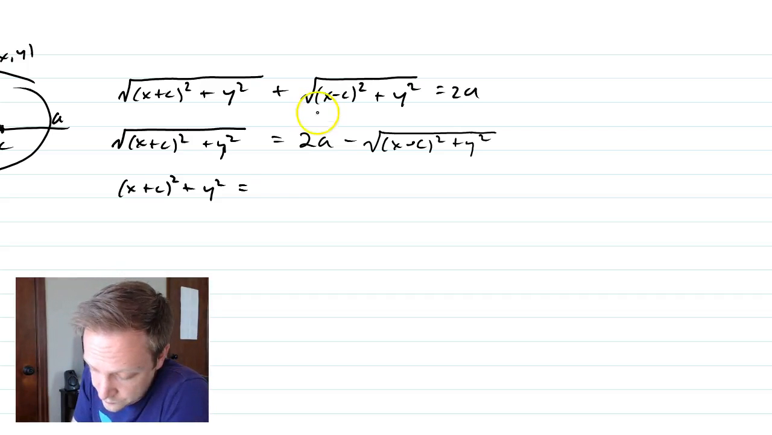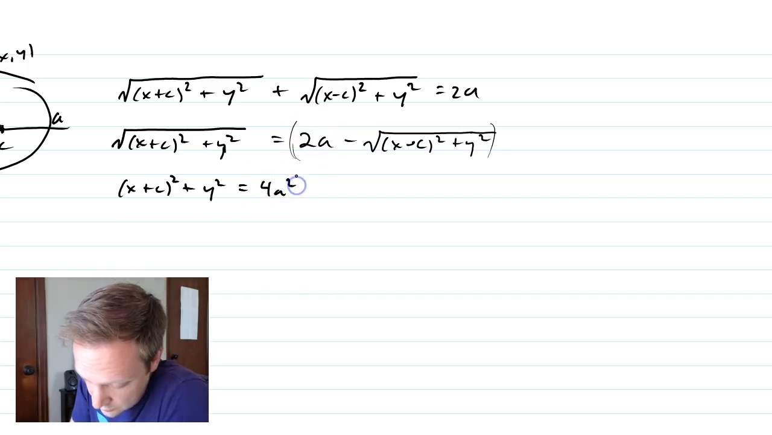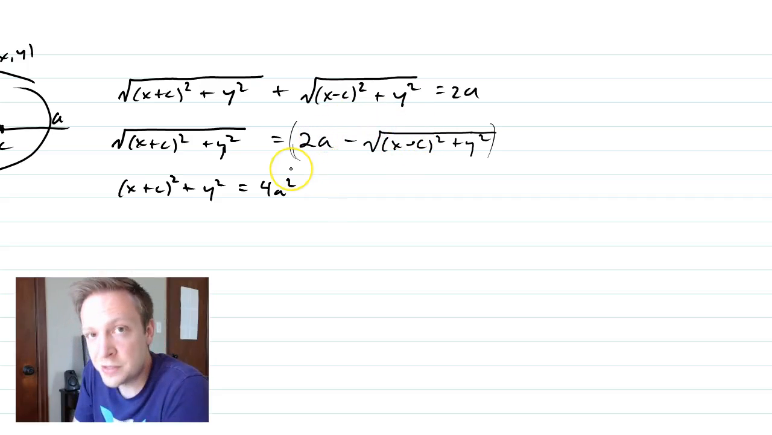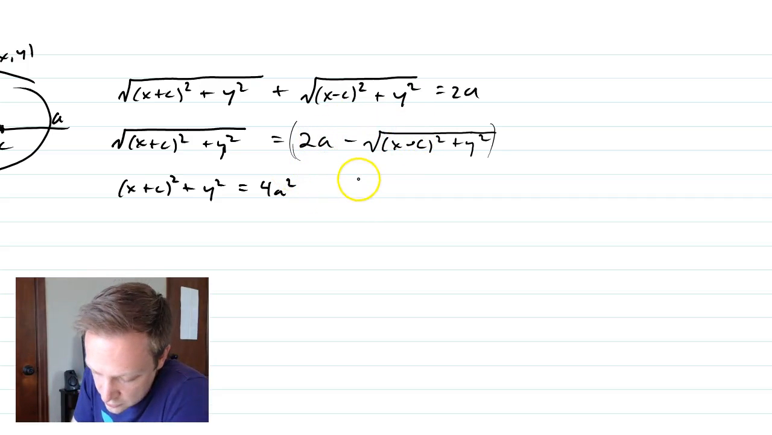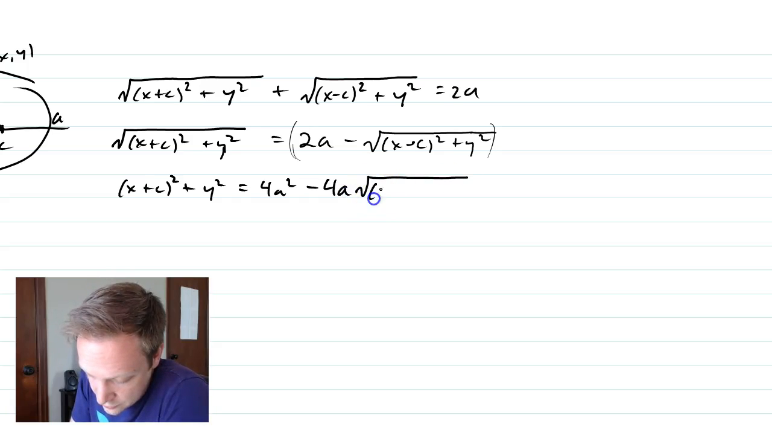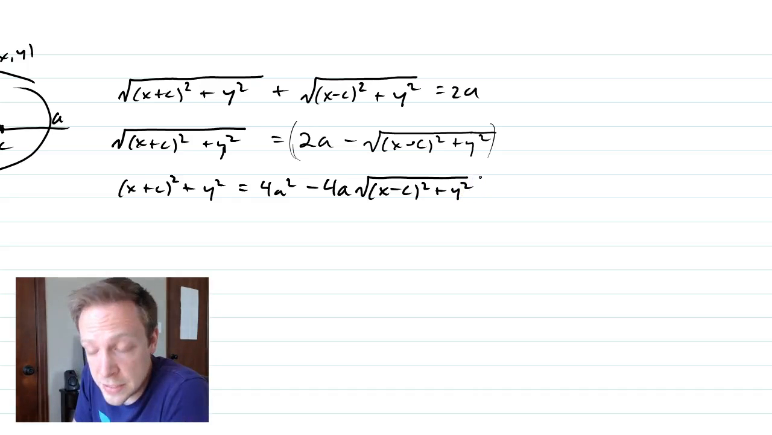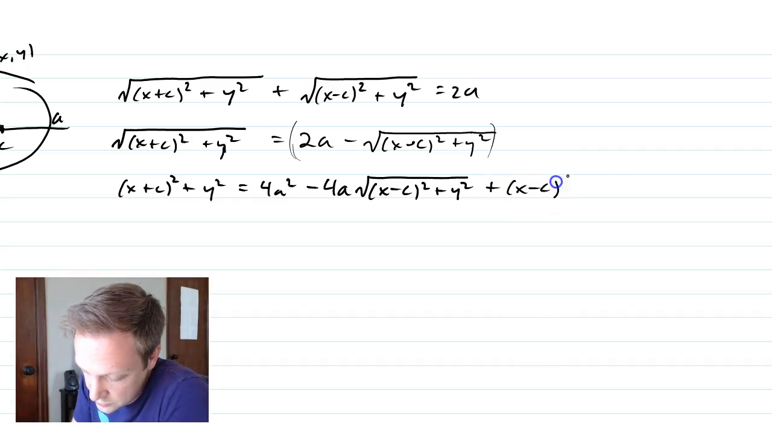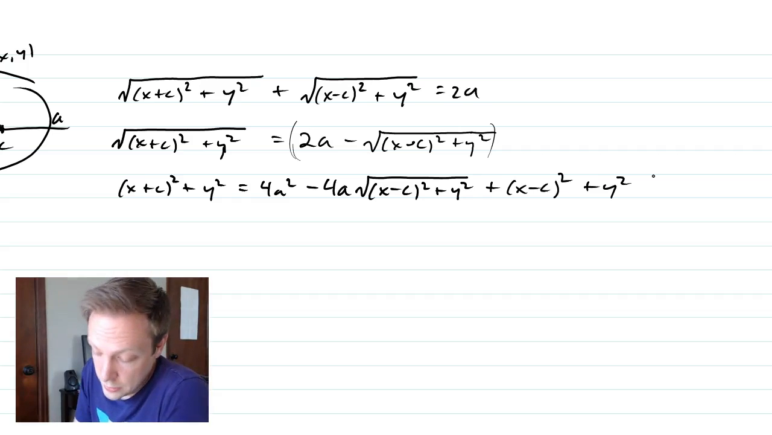On the right side, I'm going to take this whole thing and square it, which means I'm foiling. So this times this is 4a squared. This times that, and that times that is going to be the same thing. So we're going to have 2 times 2a times negative this, so that's negative 4a times the square root of this stuff. And then lastly at the end, this squared is going to be positive x minus c squared plus y squared. Okay. So far so good.